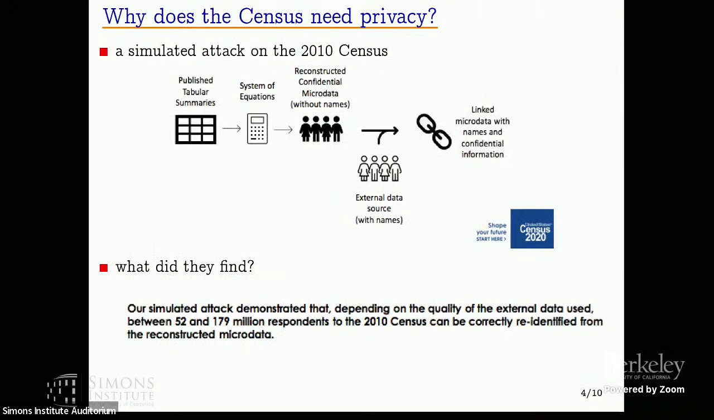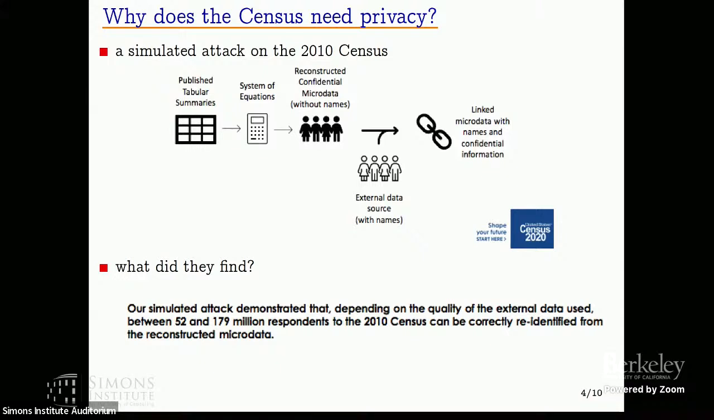Now, why does the census need privacy? To the credit of the US Census Bureau, they actually simulated an attack in the 2010 census. So they took different commercial data sets, and these commercial data sets have, let's say, names and addresses, and then they tried to use that to merge it with census data and see what's revealed.